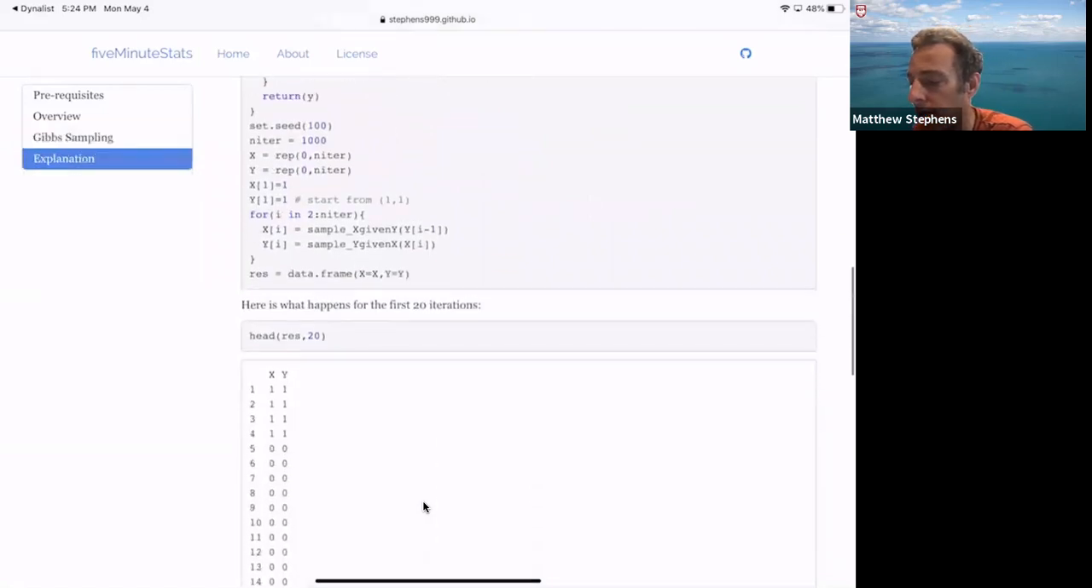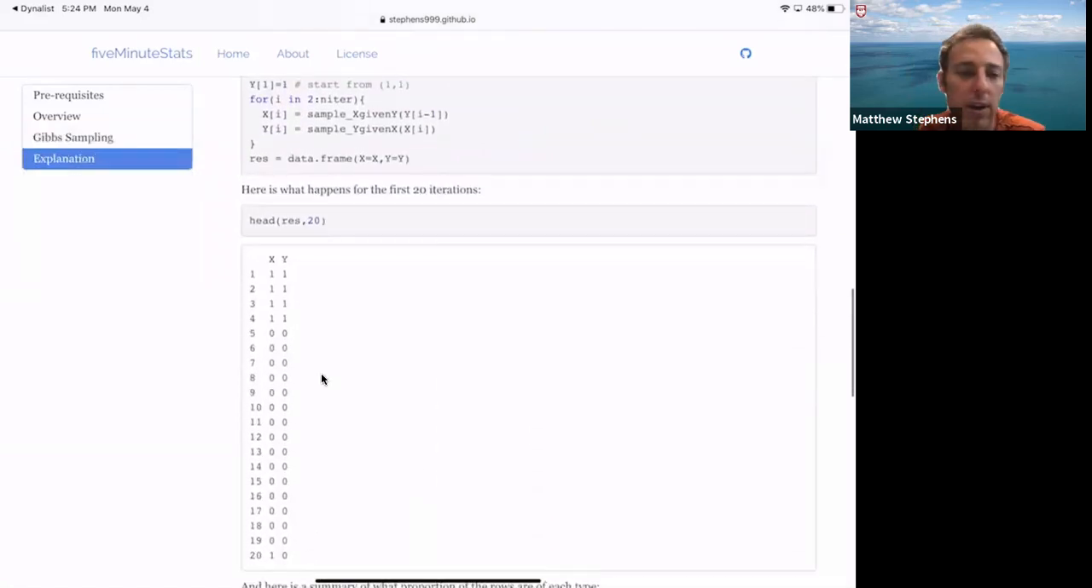So here's what it looks like. For my random realization, we started at 1, 1, and we generated an x and then a y, and we got 1, 1 again. Then we generated an x and a y, and we got 1, 1 again. As you can see, at each iteration, sometimes you move, sometimes you don't.